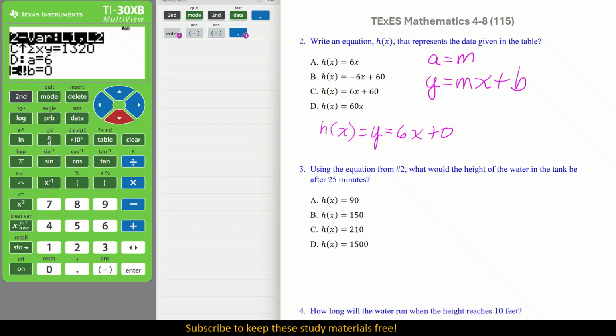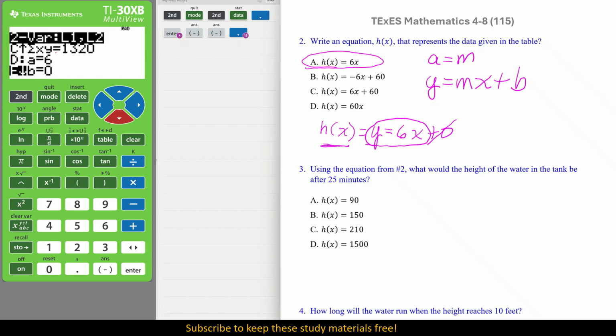Do we need that plus 0? No. So really, this would be the equation we're looking for. But instead, we have an h of x. So it's just plain old 6x, and that is option A. That's wonderful. Okay, now, what else can we do?